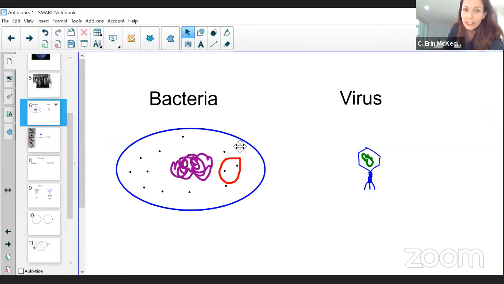They do need to use a host cell in order to do certain functions. Because of the differences between our bacteria and our viruses, if you have a bacterial infection, you're going to respond to that infection differently than if you had a viral infection.